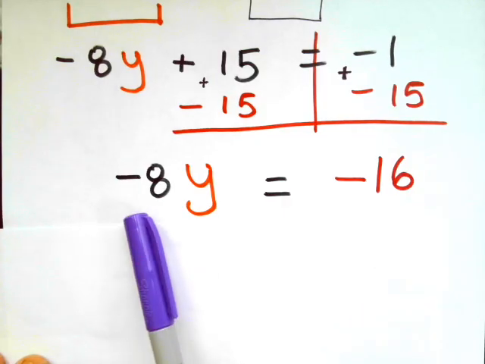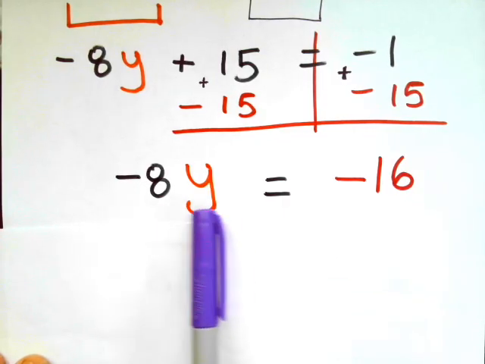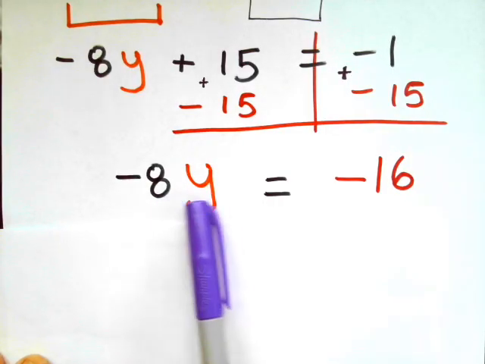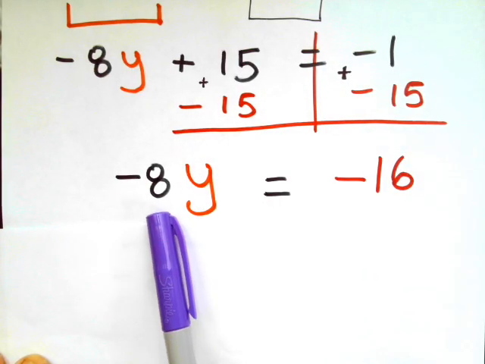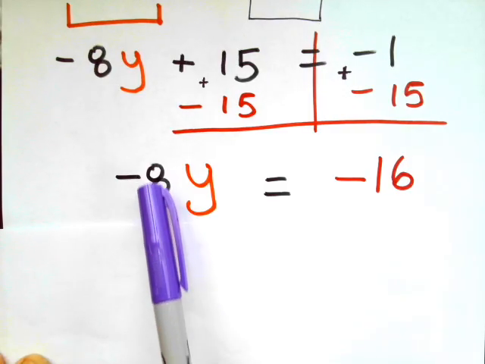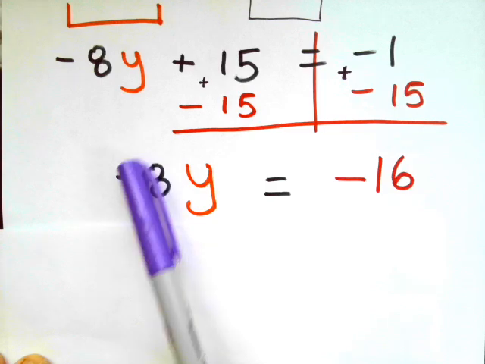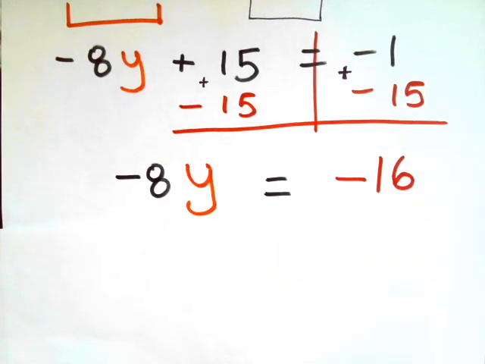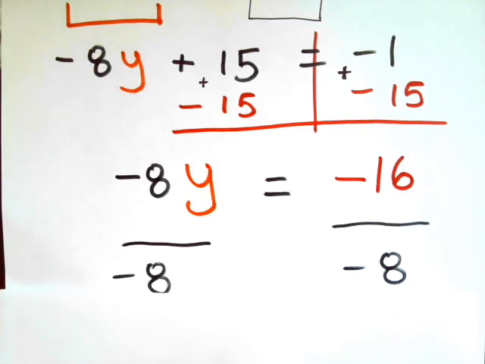The last step is the opposite or the inverse of what's being shown. So any number attached to a variable, again, is multiplication. The opposite, the inverse of multiplication, is division. So I'm going to divide in order to get, again, that y all by itself. I'm going to divide both sides by negative 8, as you can see here.